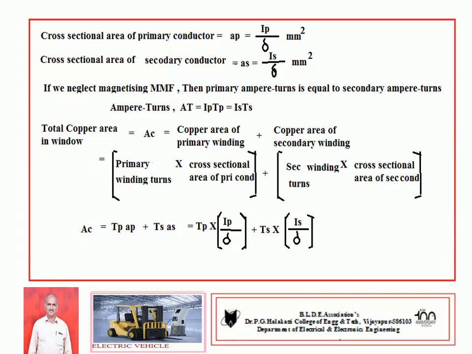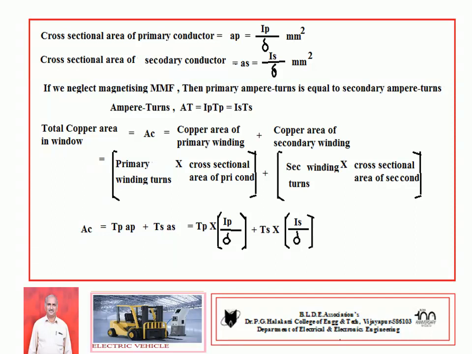Ampere turns means the product of current and turns. So ampere turns of the primary must equal the product of primary current and the number of turns in the primary, that is IP into TP. Similarly, for the secondary winding, the current is IS and the turns are TS. IS into TS is the ampere turns of the secondary winding.